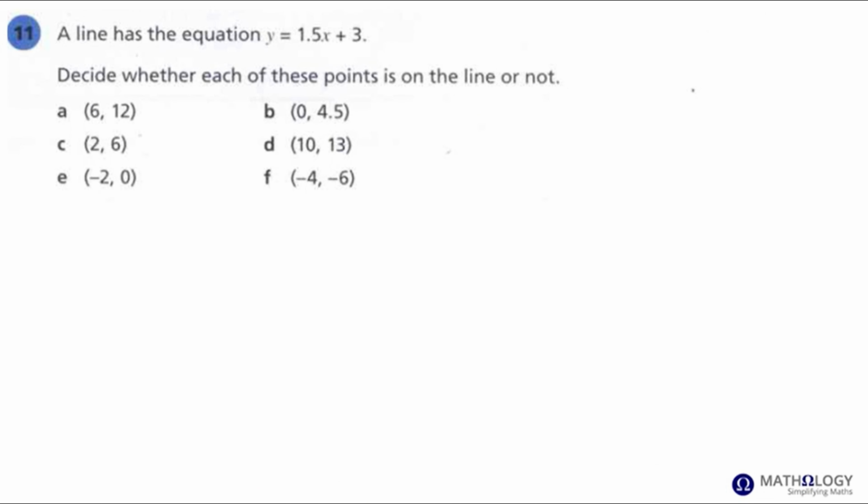Okay, a line has equation y equals 1.5x plus 3. This is not a nice way to write functions. We're going to write 1.5 as 3 over 2, so y equals 3 over 2 x plus 3. This is a much better way to write any algebraic expression, to not have decimals. Be that as it may, decide whether each of these points is on the line or not.